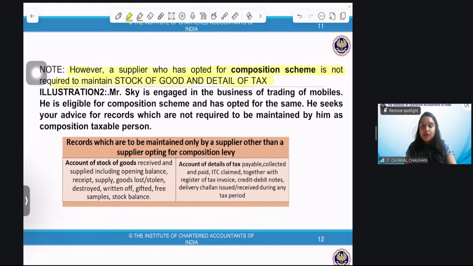Tell me, are you people able to answer? Mr. X is engaged in the business of trading of mobiles. Okay. He is eligible for the composition scheme and has opted for the same.